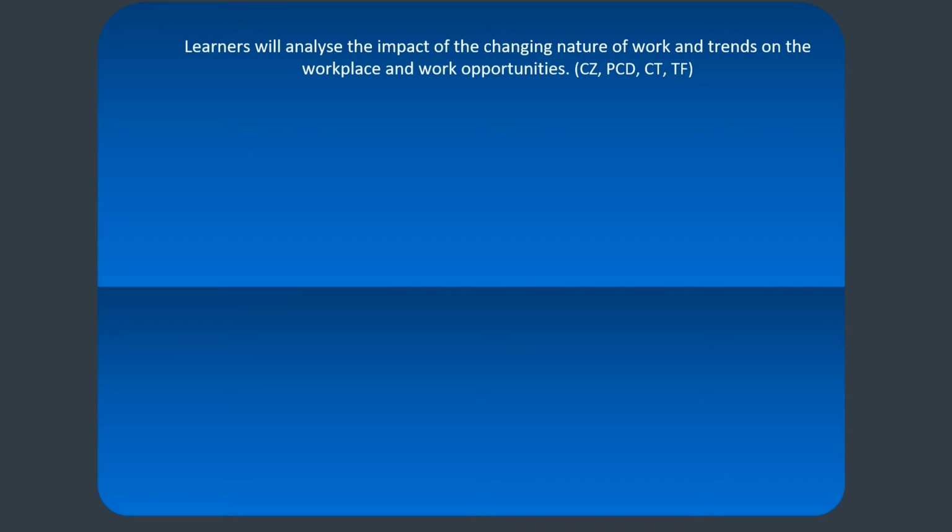Let's start with an outcome or an indicator. In this case, learners will analyze the impact of the changing nature of work and trends on the workplace and work opportunities. From this indicator, we can see the skill learners will be working on is analyze. The concept that they are analyzing is the changing nature of work and trends.